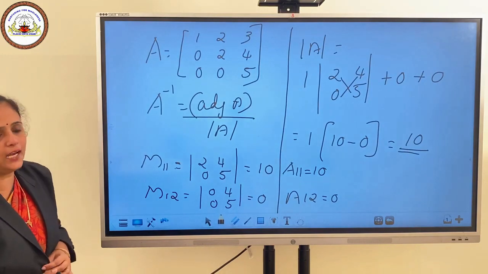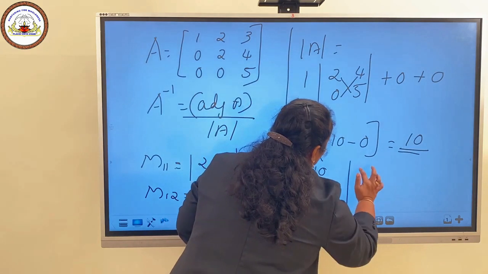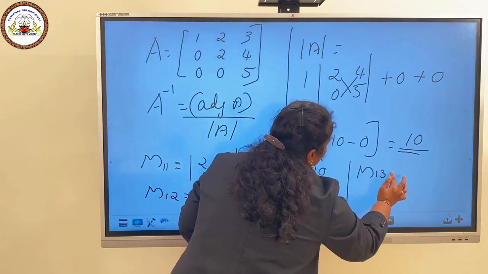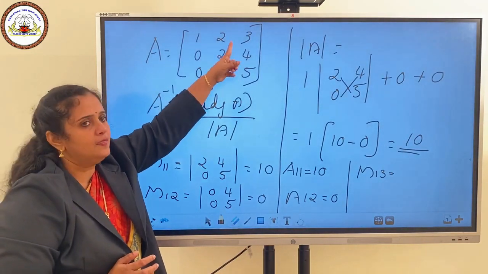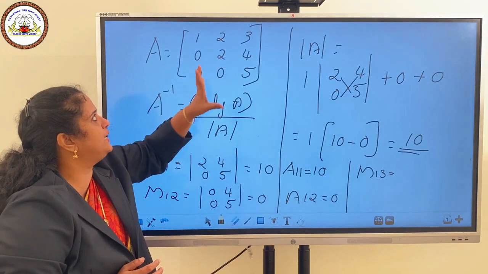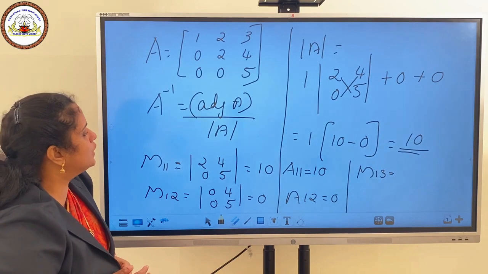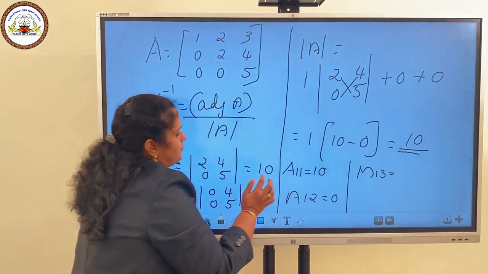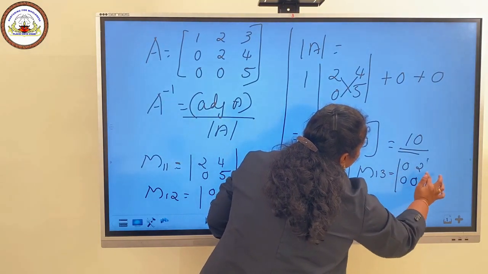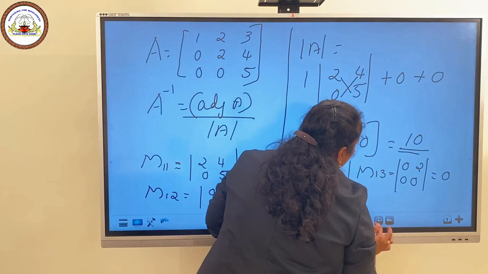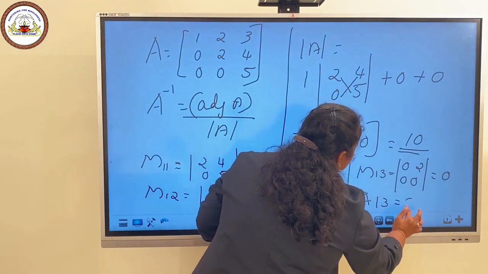The third row, third element, and we can find M13. M13 is equal to the first row, third element. The corresponding rows and columns you should eliminate. The remaining elements you should write in the determinant form, 0, 2, 0, 0. The answer is 0. Therefore, A13 is also 0.